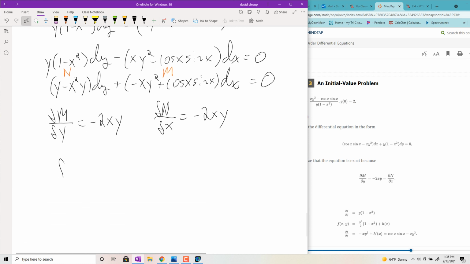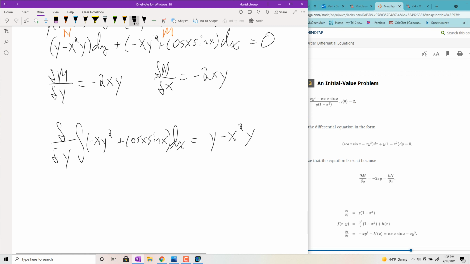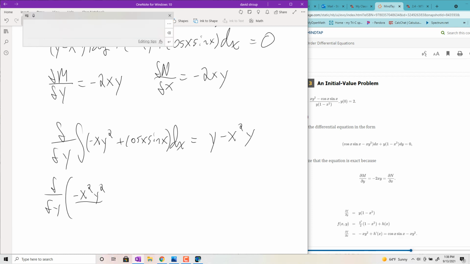Then I'm going to do my partial of m with respect to, so we need the whole integral thing, right? We need first the integral of m, so negative xy squared plus cosine x sine x dx, and then take the partial of that with respect to y and set that equal to n. Okay, there we go. So integrating with respect to x gives me negative x squared y squared all over 2.